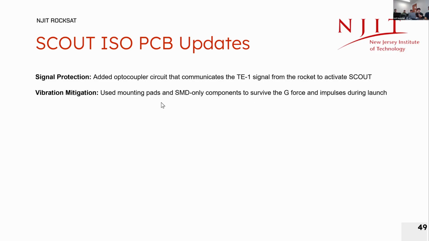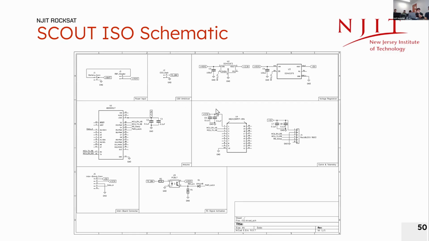And for these 2 boards, the ISO and the Scout boards, we want to use surface mount components to survive the G-forces and impulses during launch. So this is a schematic for the ISO. It's similar to the CEO. It's basically the flight computer, just a very simplified version.